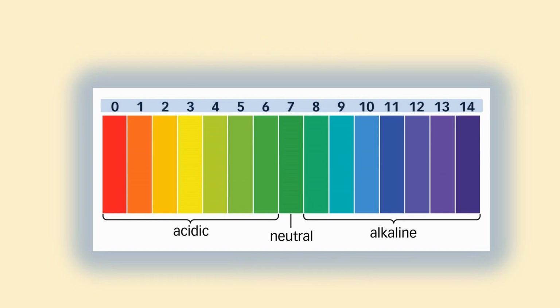The pH scale ranges from 0 to 14, where a pH of 0 to 6 represents solutions that are acidic. pH values ranging from 8 to 14 represent solutions that are basic or alkaline. A pH of 7 represents solutions that are neutral.